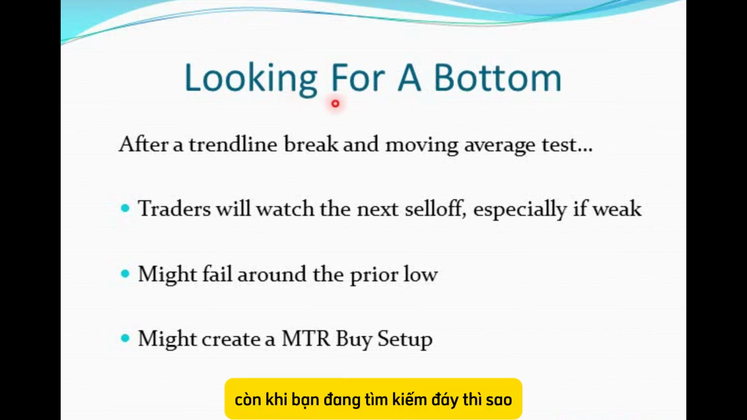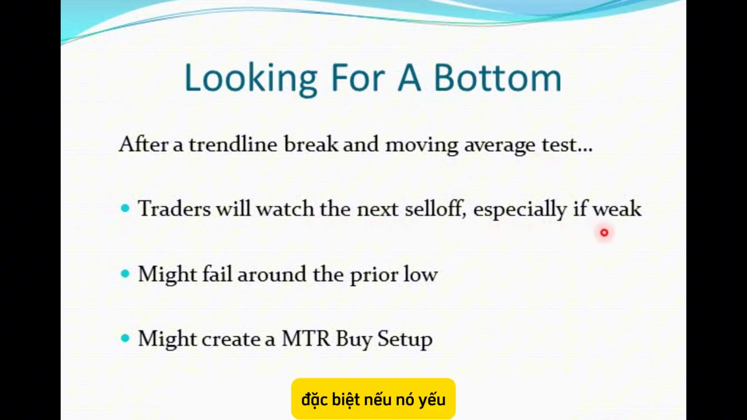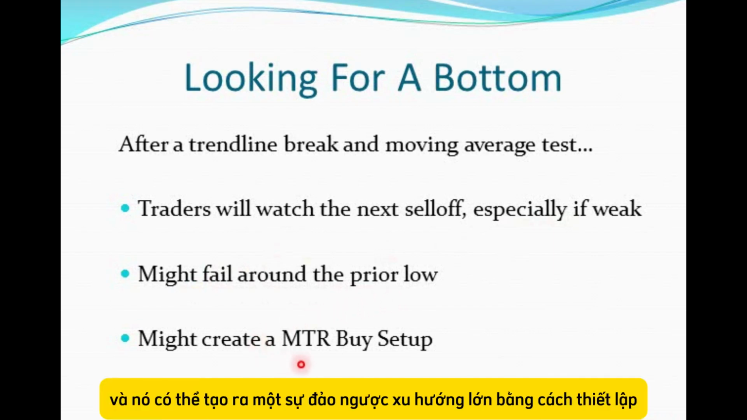All right, well, what about when you're looking for a bottom? So if you have a bear trend and then a break above the bear channel, above the bear trend line, and a test of the moving average, traders will look at the next sell-off, especially if it's weak, because it might fail around the prior low, and it might create a major trend reversal buy setup.